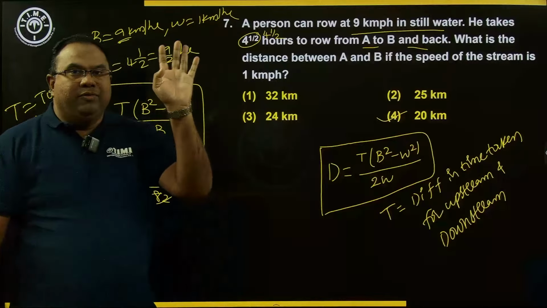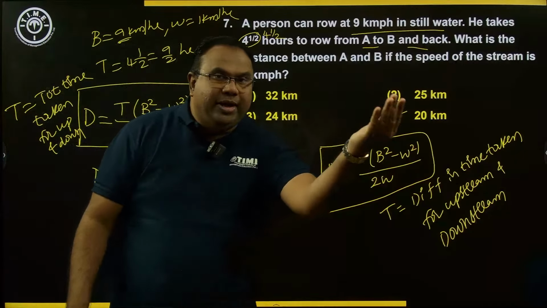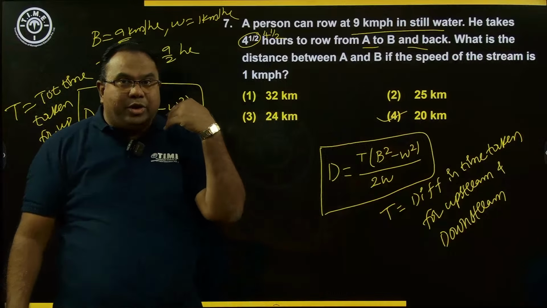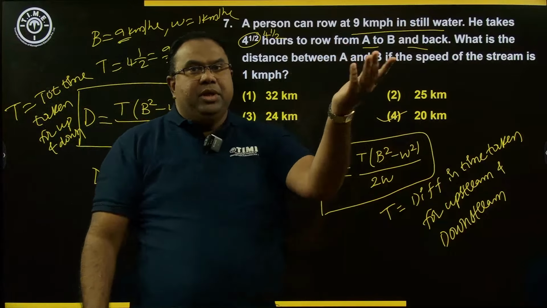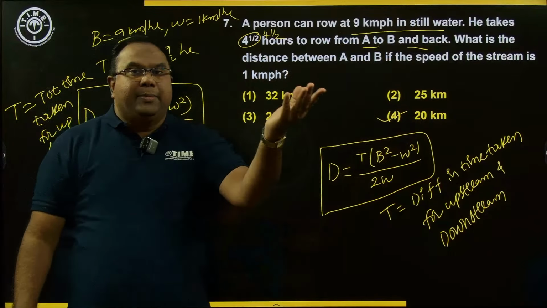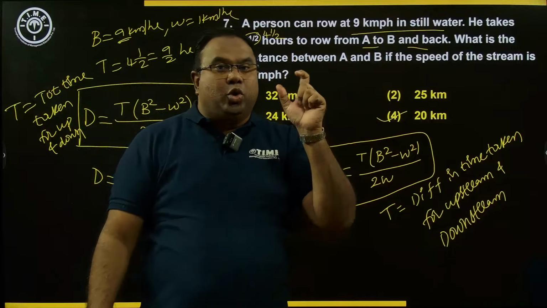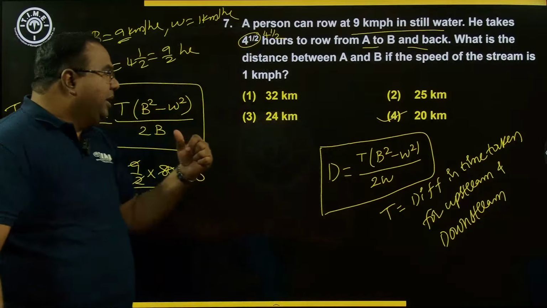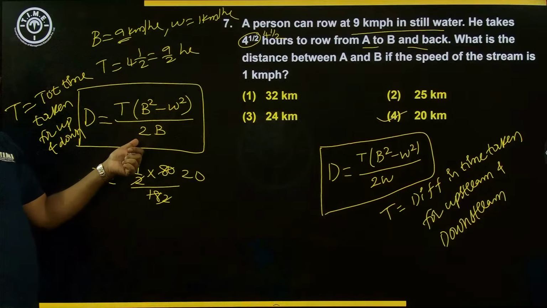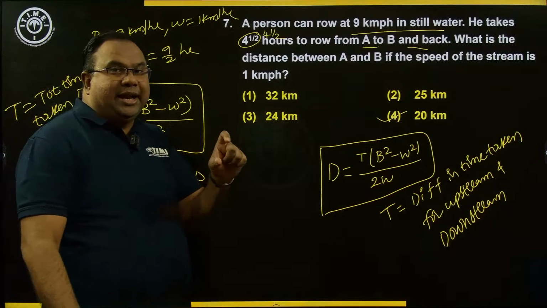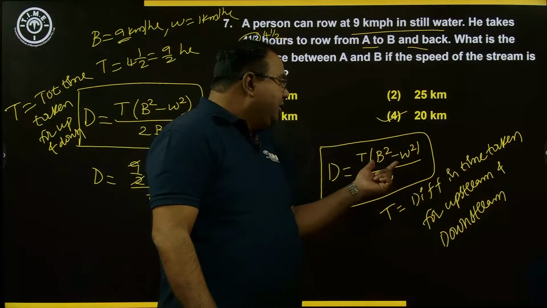In a river, if you are going from A to B and coming back, one way would be downstream, coming back would be upstream, or while going upstream, coming back would be downstream. So it has to be one way upstream and another way downstream. If it is total time taken, you have to use this formula, T into B square minus W square by 2B. If it is difference in time taken for upstream and downstream, then you have to take this formula.